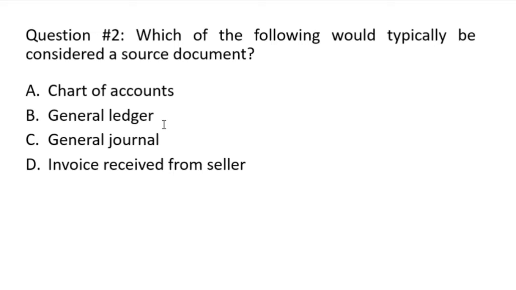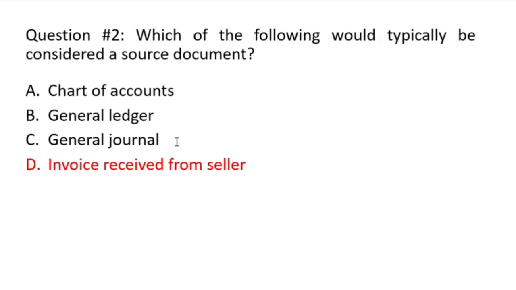How about general ledger? Yung general ledger mo, dito nakalagay yung mga transactions pertaining to that specific account. Receivable ledger, cash ledger, inventory ledger, accounts payable ledger. Kung ano pa mang account na yan, that is your general ledger. General journal, dito natin pinapasok ang mga journal entries. Syempre, ang sagot natin dyan is letter D, invoice received from seller.